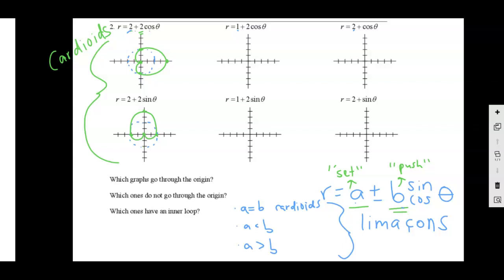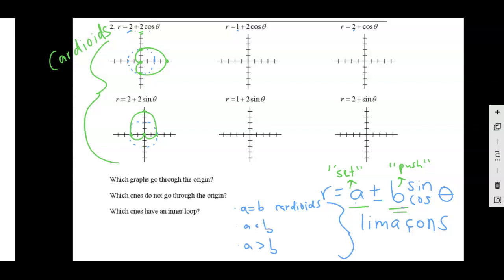If the constant is bigger than the coefficient, or if the constant is smaller than the coefficient. Let's go look at these ones. Again, sine or cosine is basically going to tell you which direction we're pushing. We're going to start with r equals 1, the circle, and then the positive sine or positive cosine tells you which way and which axis we're pushing on. We set it out the constant, and then that coefficient is the push.